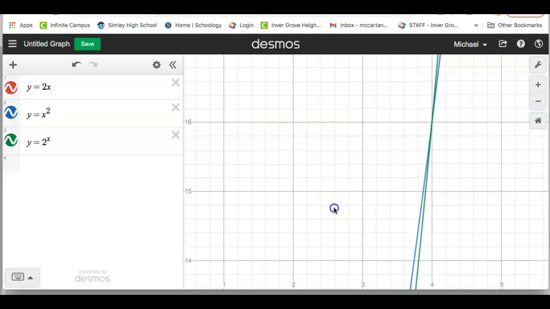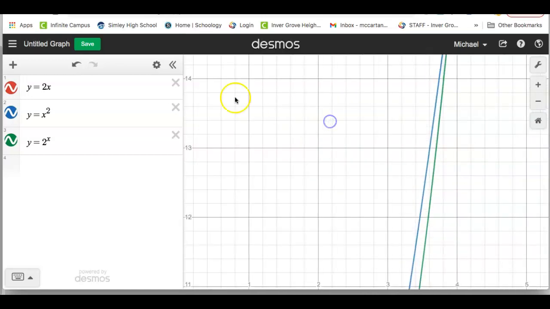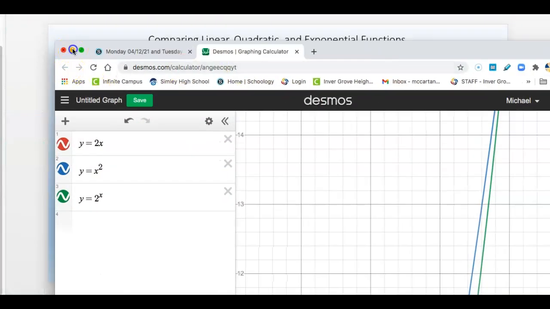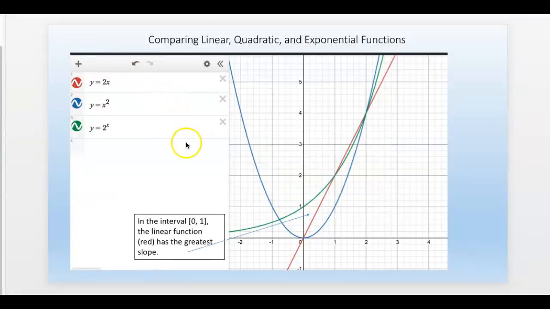Okay, I just want to show you that that's what happens. And guys, use that Desmos graphing calculator. It's pretty cool. Again, in the interval from 0 to 1, right here, the red goes up the fastest. It has the greatest slope because it goes up 0 to 2. It has a slope of 2. Of course it does. It says right here 2x. The red is y equals 2x. All right?